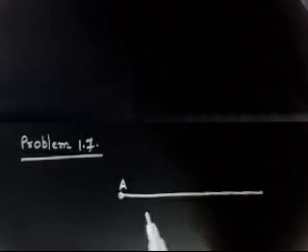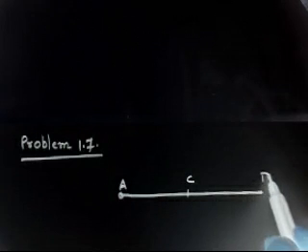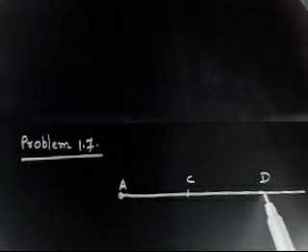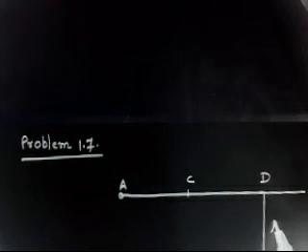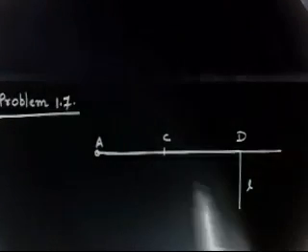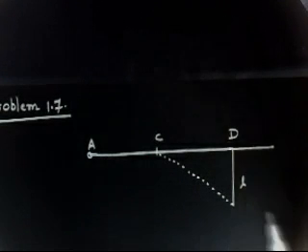So we have a diagram. They call this point A, and there is a point C. This point they call D, and there is a distance L, and it is connected through this, and they are calling this point B.